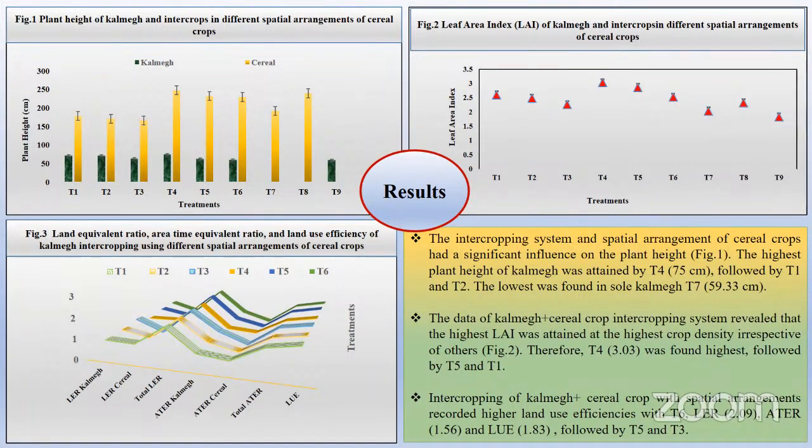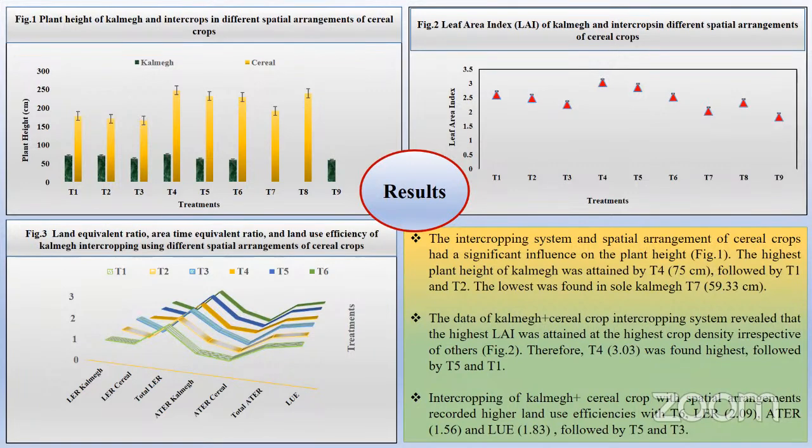The data of the Kalmegh plus cereal crop intercropping system revealed that the highest leaf area index was attained at the highest crop density, irrespective of the others. That is depicted in figure number 2. Among all the treatments, treatment T4 was found highest, that is 3.03 LAI, followed by treatments T5 and T1.